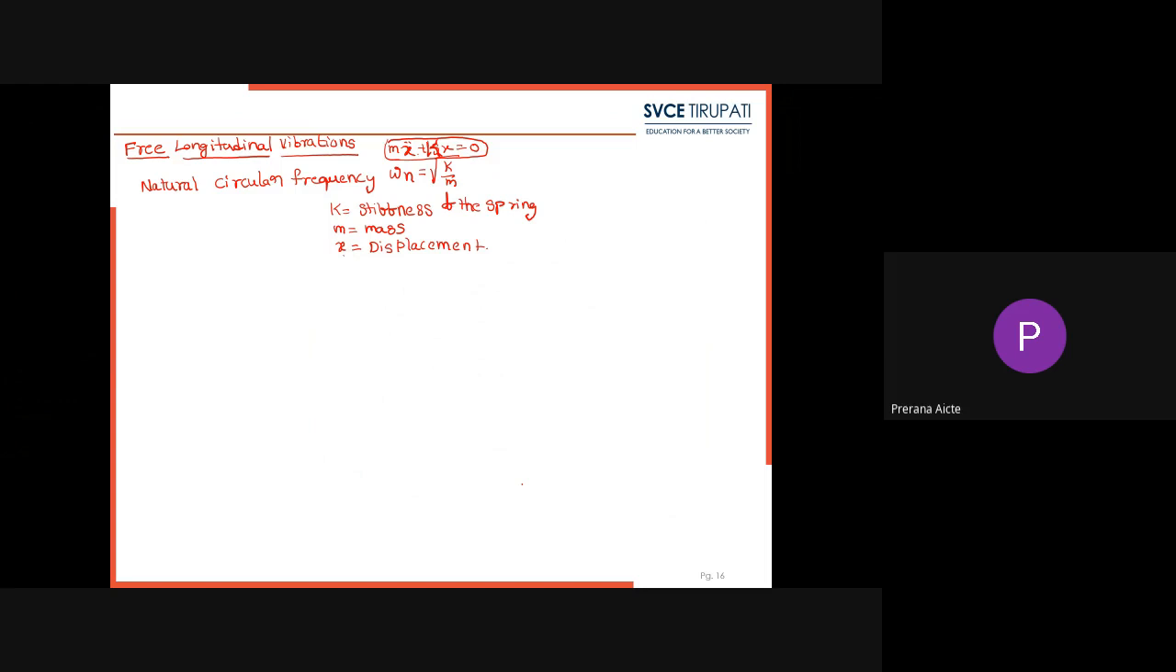and Fn can be written as 1 by 2 pi into root of k by m. So this is the natural linear frequency.